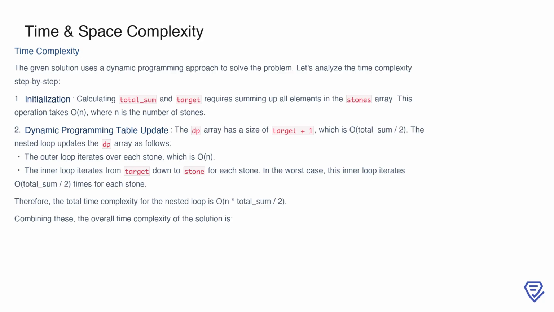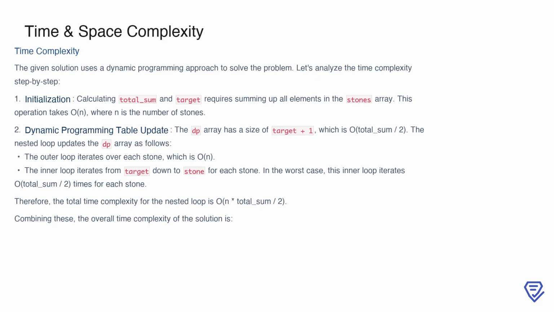Here, we calculate the total sum of all stone weights, denoted as total_sum, and determine the target, which is half of this total. Since summing up the elements in the array involves iterating through all n stones, this step takes O(n) time. Next, we update the dynamic programming table. The DP array has a size proportional to target plus 1, which translates to total_sum/2. For each stone, the outer loop runs n times, while the inner loop iterates from target down to the weight of the current stone. In the worst case, this inner loop runs total_sum/2 times for each stone.